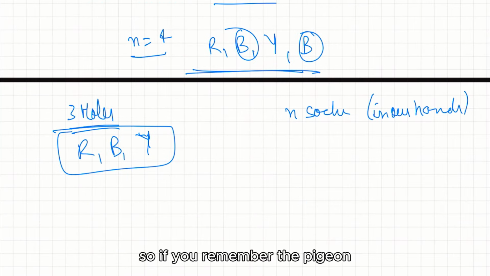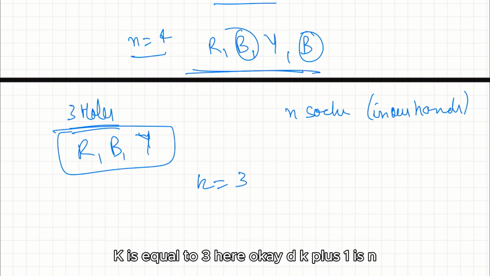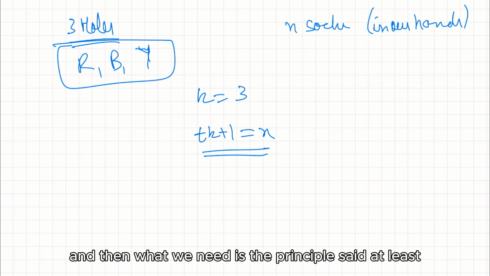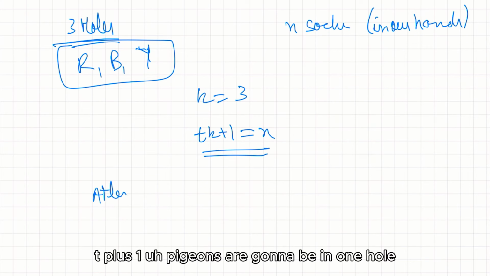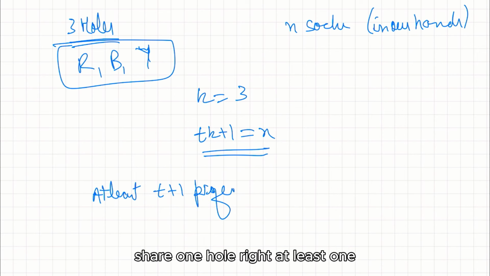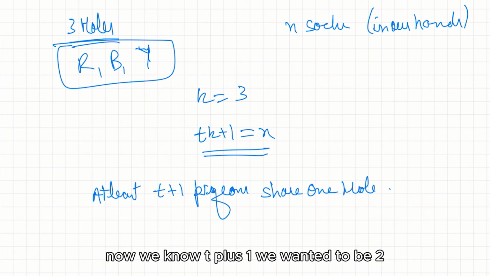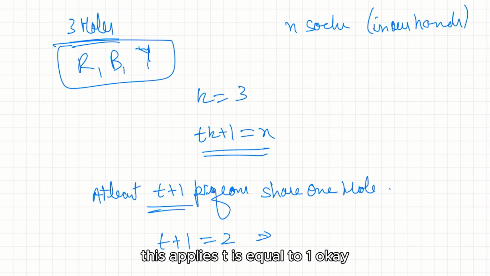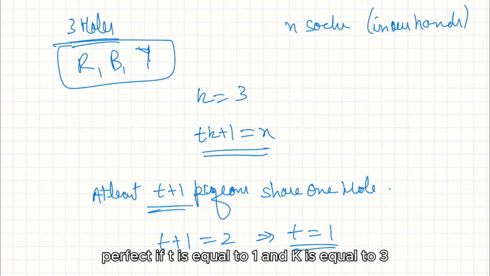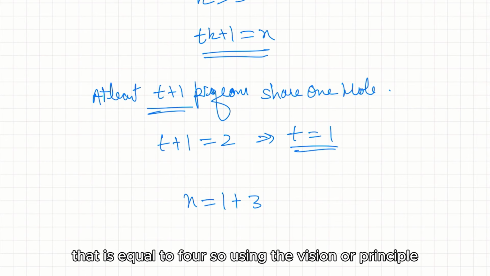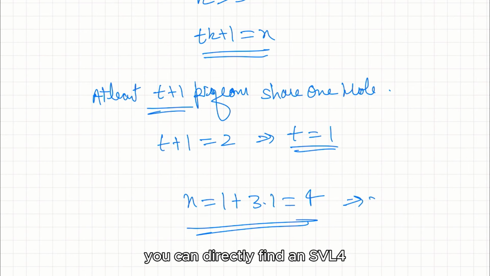So if you remember the pigeonhole principle, k is equal to 3 here. Okay, tk plus 1 is n. And then what we need is, the principle said at least t plus 1 pigeons are going to be in one hole, share one hole, right? At least one. Now we know t plus 1, we want it to be 2. This implies t is equal to 1. Okay, perfect. If t is equal to 1 and k is equal to 3, then we can easily find out n is 1 plus 3 into 1. That is equal to 4. So using the pigeonhole principle, you can directly find n has to be 4.